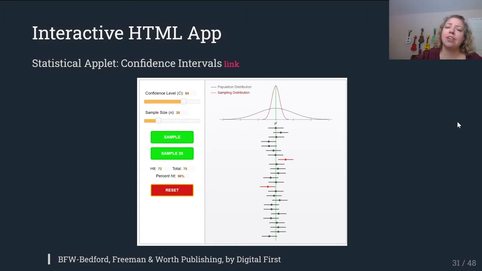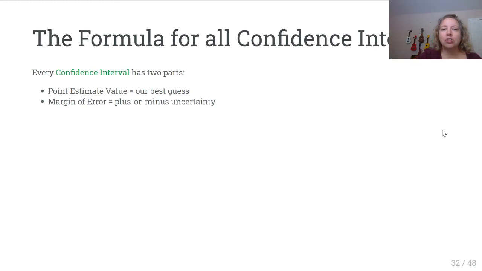They just are interactive ways to play with or get the hang of confidence intervals without getting bogged down too much in the rote math. So let's go over the formulas for all confidence intervals. And today we're doing confidence intervals for a mean, but in the future we're going to do confidence intervals for the difference between two means or other values.